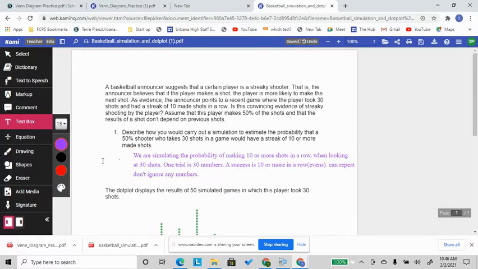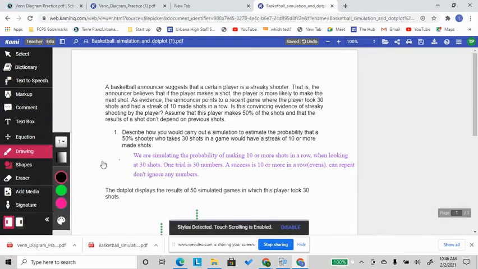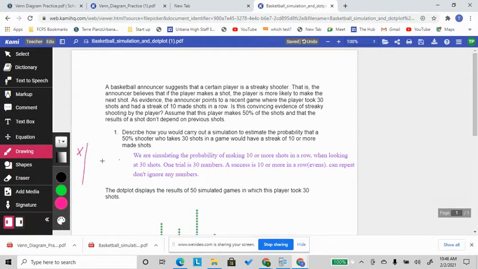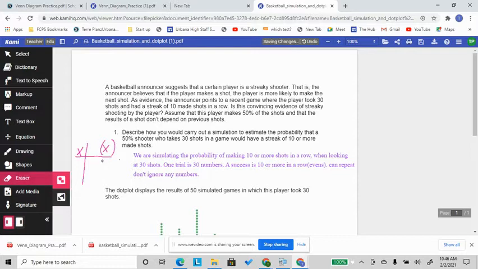Okay, let me go over here and draw. This is what I was telling you. If you have not been using Kami, I would strongly suggest using Kami. You can pull up these PDFs and write right on them if you have a touch screen. I was setting up a distribution.